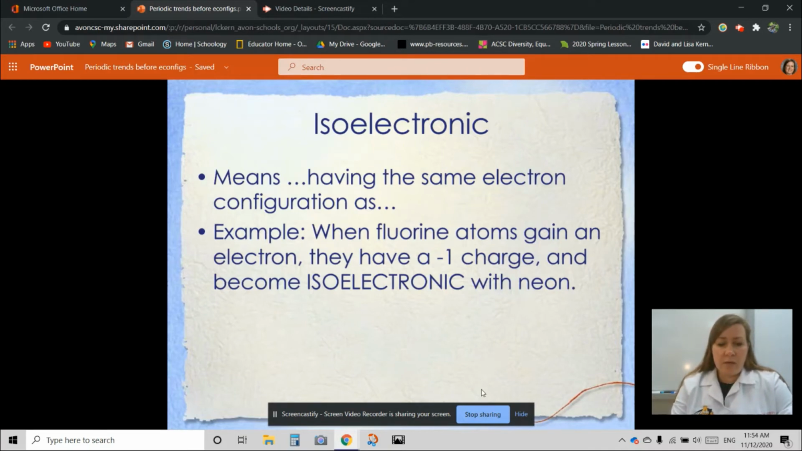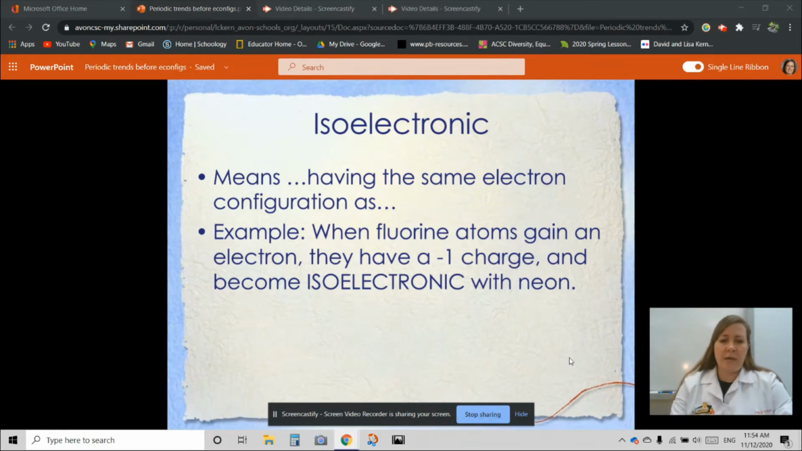Okay, we got to talk a little bit about electrons. There's a new vocab word that you got to learn today, and that is isoelectronic. Isoelectronic means having the same electron configuration as something else. So for example, when fluorine atoms gain an electron, they get a -1 charge because they have one extra negative charge, and they become isoelectronic with neon.